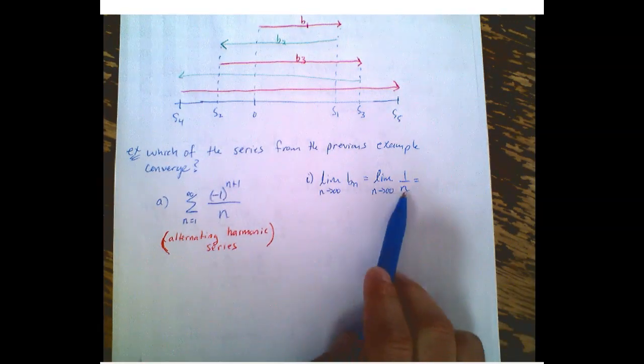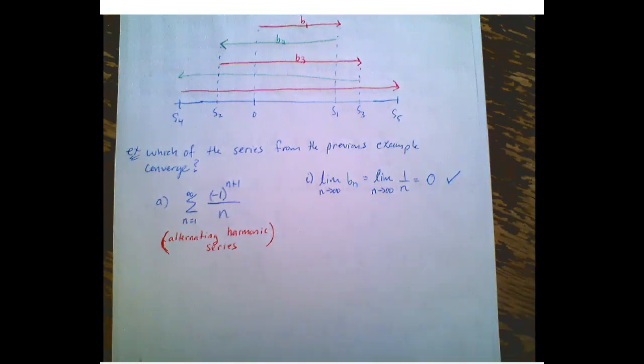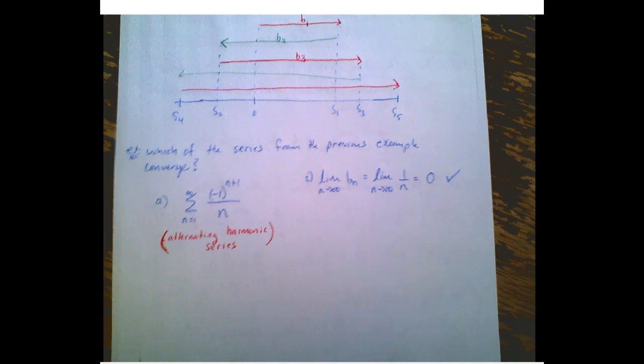And we know when we throw an infinity here, it's 1 divided by a very big number, and that number just keeps getting bigger and bigger. So this value goes to 0. So the first condition is true.